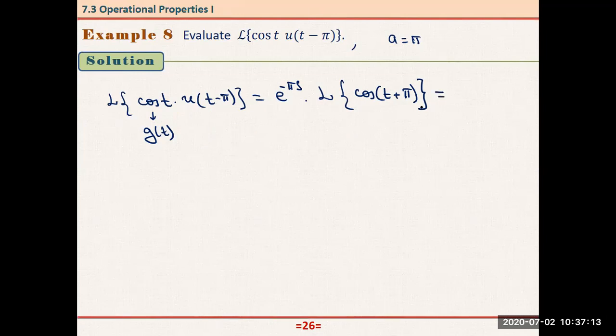All right, continue. Now if you evaluate this, here we have e to the power minus pi s times, and we now have to evaluate the Laplace transform of this function, right? It is cosine of t plus pi, right? So if I have here, let's say, capital T, what do I have here? Here we will have the integral, t plus pi.